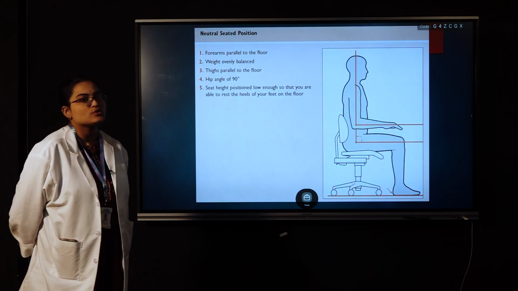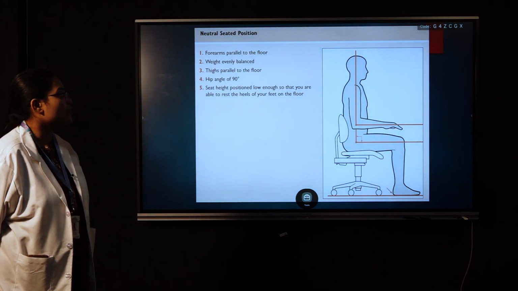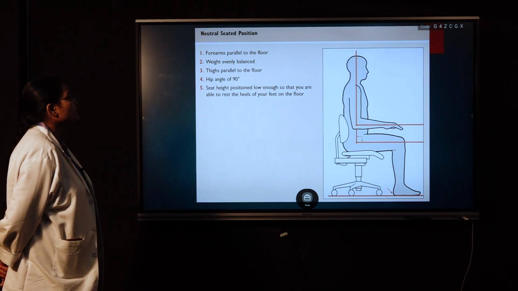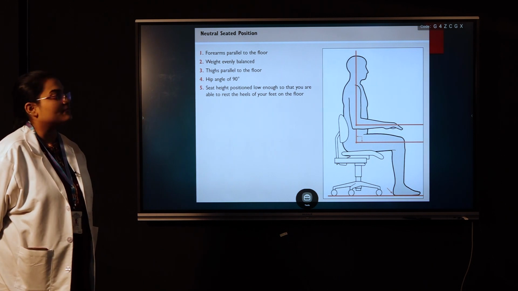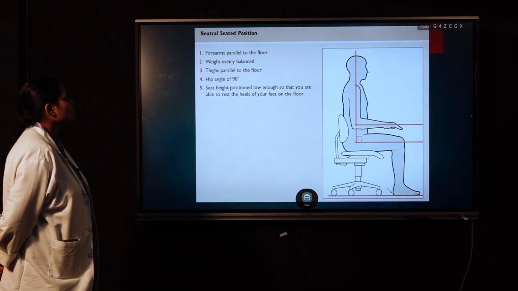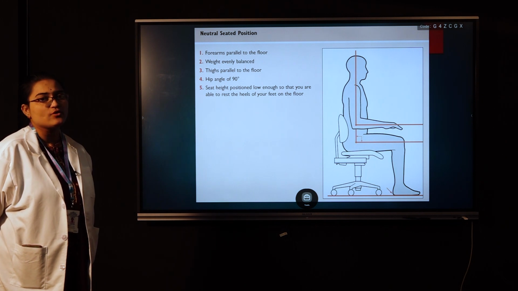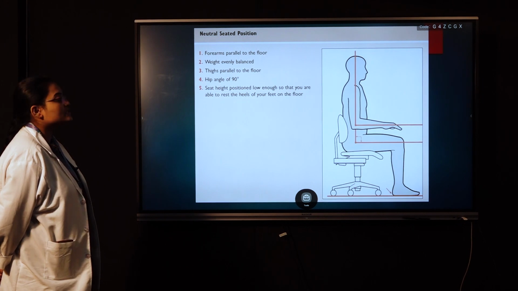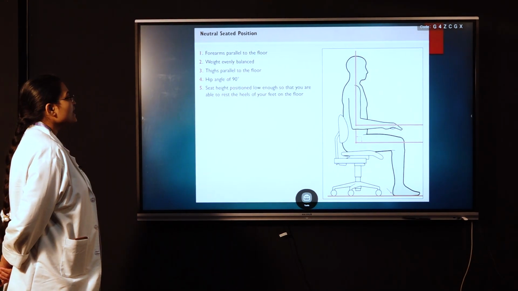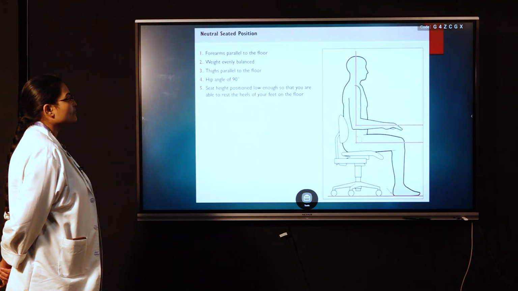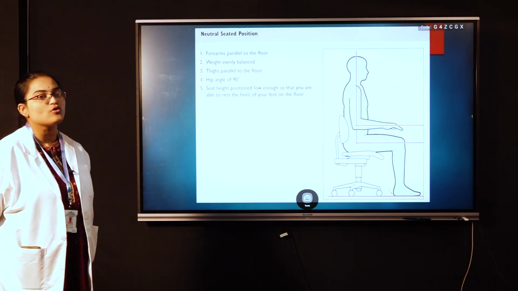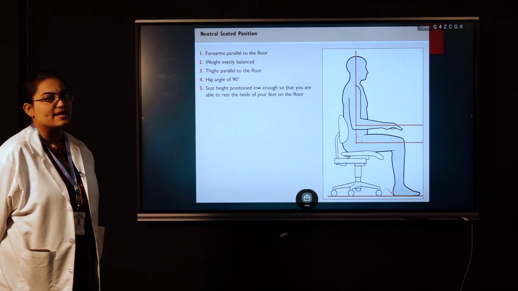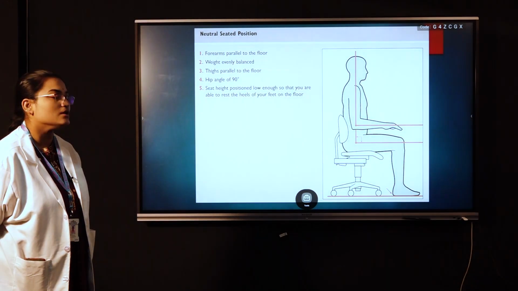Coming to the neutral seated position, this picture shows how the operator needs to operate on the dental stool. The forearms are parallel to the floor and the weight is evenly balanced everywhere. The thighs are parallel to the floor, and you have to make sure that the head of the patient is at the level of the elbow of the operator. The hip angle needs to be at 90 degrees, and the seat height is positioned low enough so that you are able to rest the heels of your feet on the floor completely, not on the wheels or in the air, but completely resting on the floor.